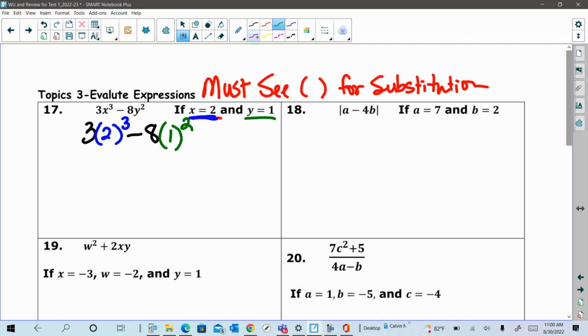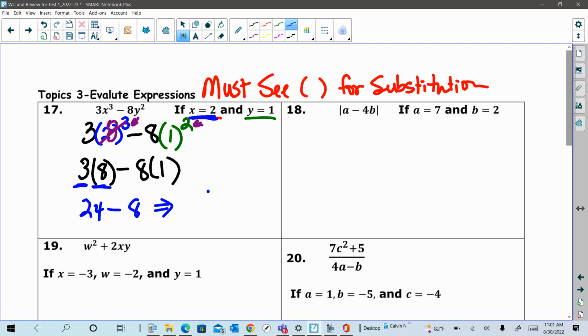So from here, you're going to need to do your exponents first. 2 to the third power turns into an 8. So really what I have is 3 parentheses 8 minus 8 parentheses 1. 1 squared is just 1. And then now we're doing our multiplication. 3 times 8, that's 24. Minus 8 gives me a final answer, 16.